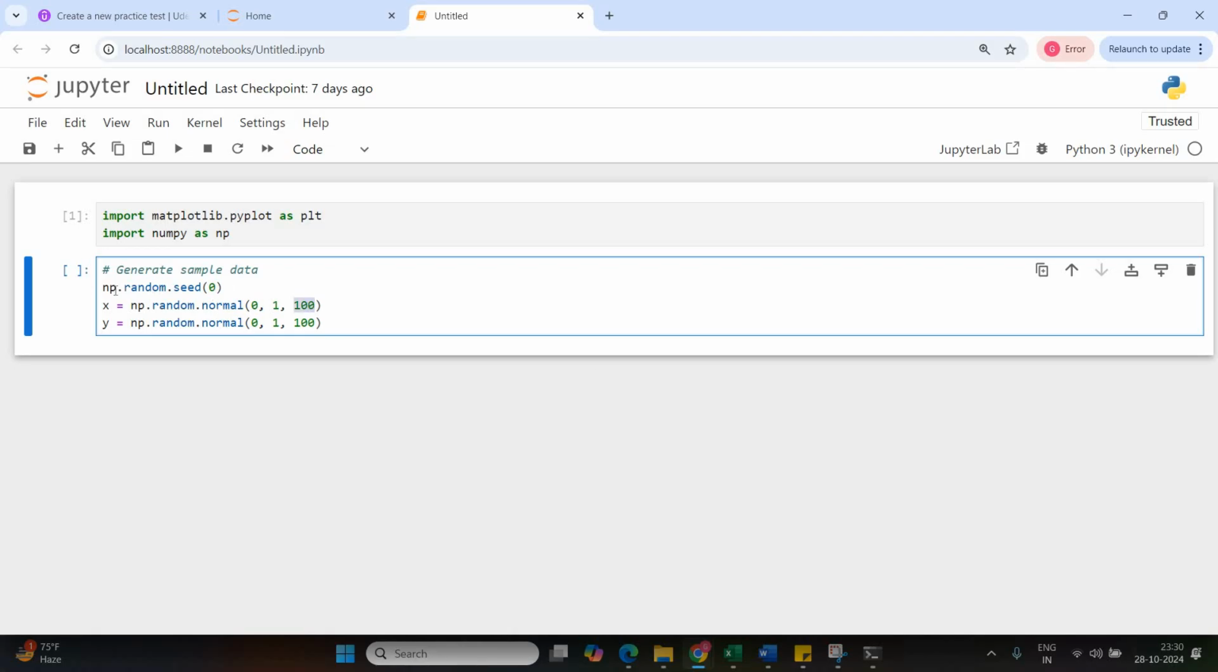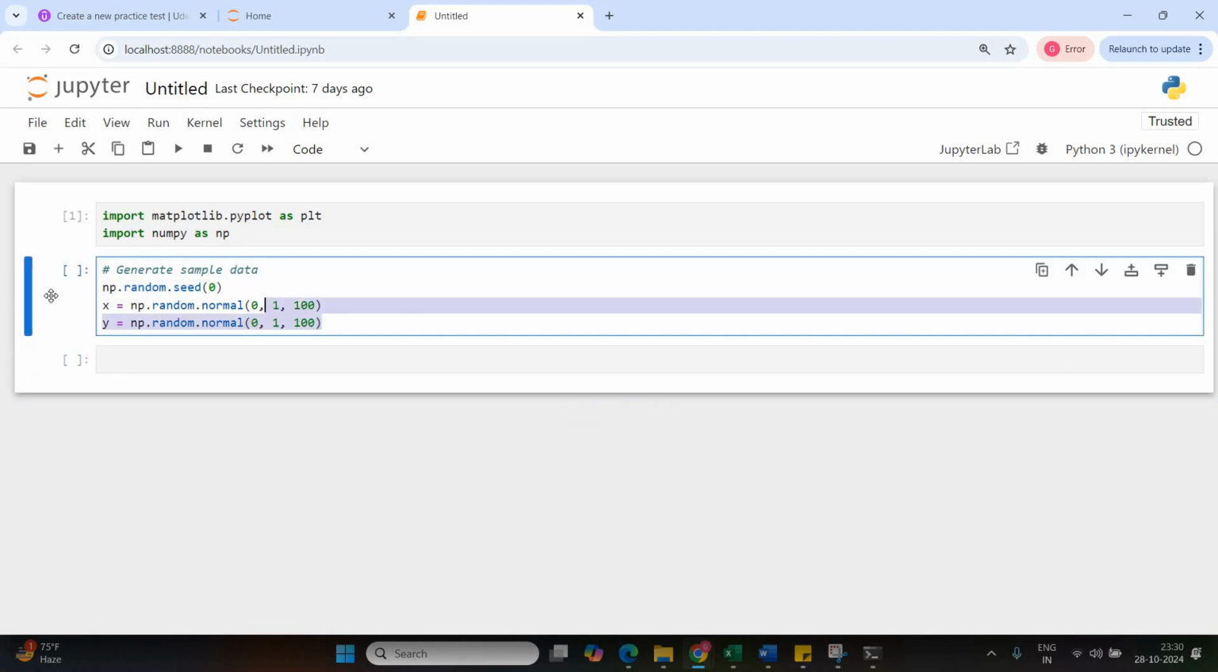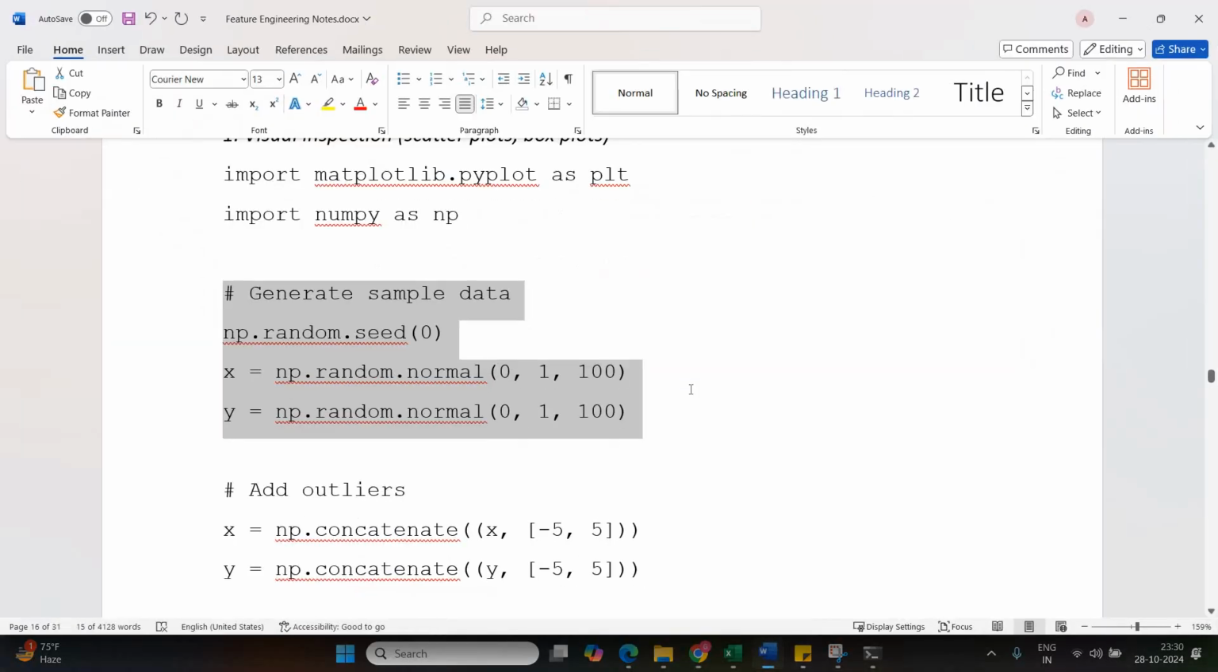We have just called np.random.seed, which is the numpy library method. We have given a seed value 0, and from here, the values will be generated for the sample data. 0 will be the mean, 1 is the standard deviation, and 100 is the number of records we want to generate. Now, come to the next one.